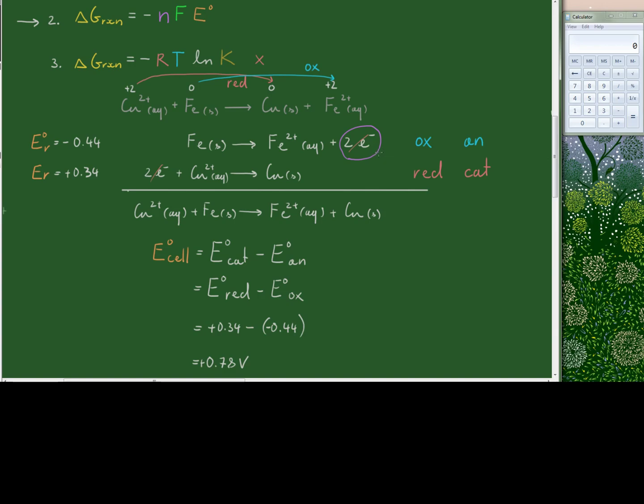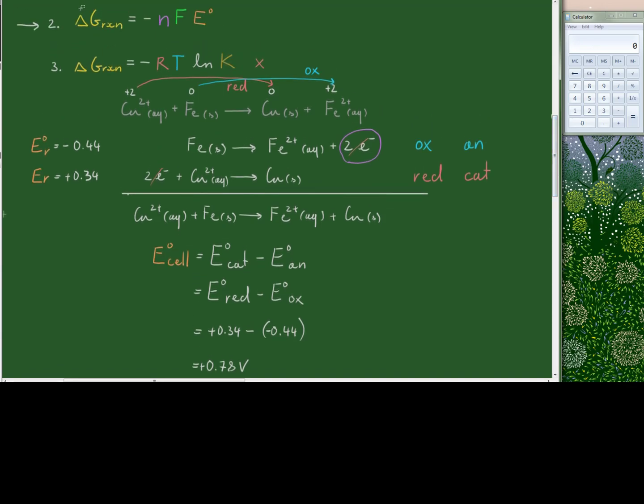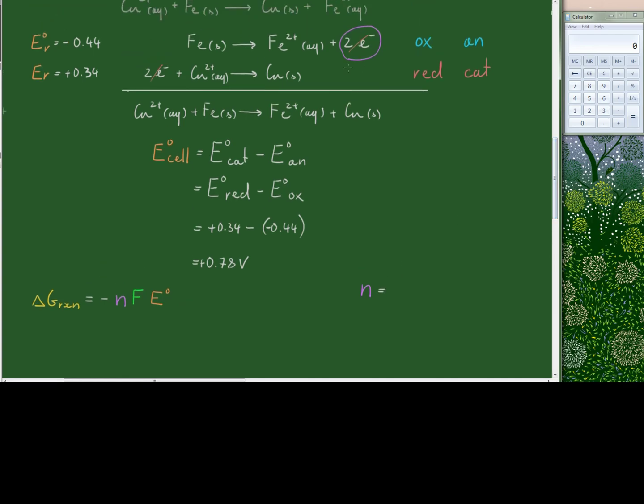I also have the number of moles involved, and the Faraday is a constant. So I'm almost ready to use my formula. Let me just copy it and bring it down here. Copy, paste, move it a little bit further down. Fantastic. Okay. So what is my n? Number of moles of electrons involved in the process. So I have figured that that is 2. So 2 moles of electrons.